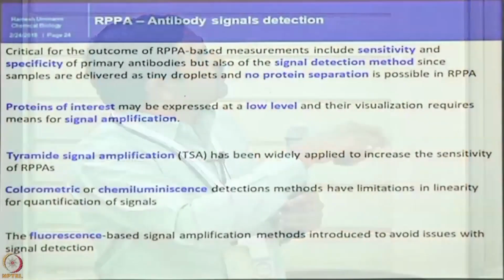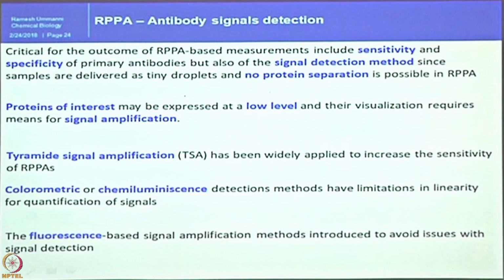We use Rockland buffer, which is a low fluorescence buffer, and after blocking you add the primary antibody and hybridize. Then after washing, to remove the excess primary antibody bound to the membrane, you will add the secondary antibody. While choosing the secondary antibody, you should also be very cautious. Choosing the antibody for detection is very critical, and the outcome of the RPPA is based on the sensitivity and specificity of the primary antibodies.